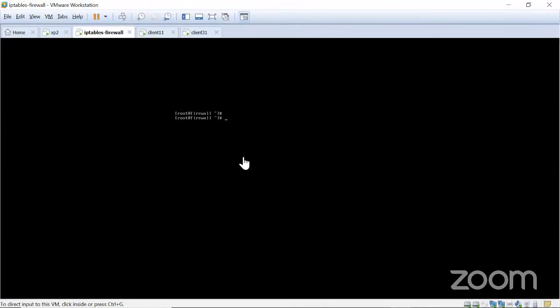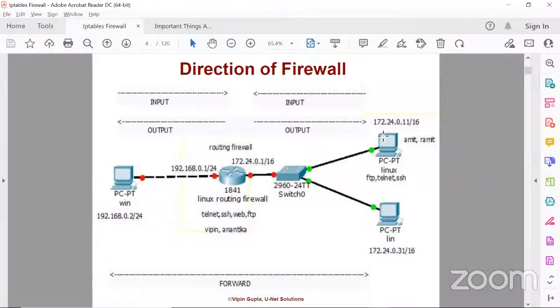So let me again go to the diagram. What is the fourth task? In our case, first we blocked from one system, then from this whole network. In the third case, from this also, from this also. Although in the third case I have not shown you, because already we lost 10 to 15 minutes. Now the fourth task is very important, and almost 50% of an admin's life revolves around that rule only.